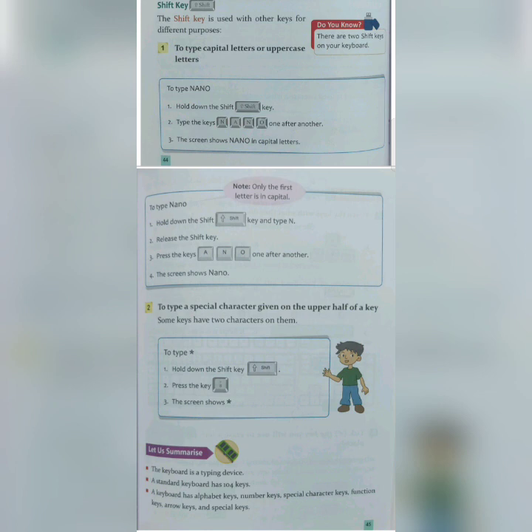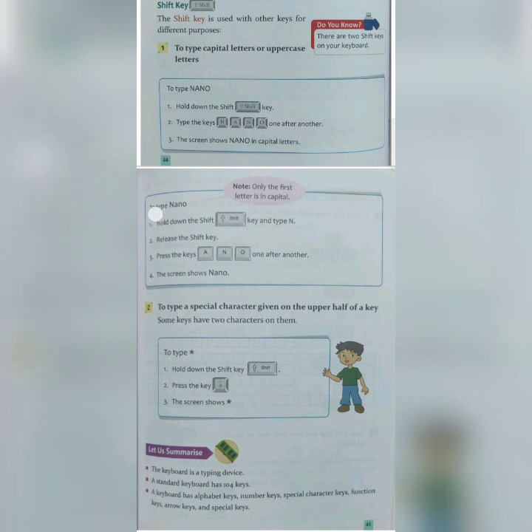There are two shift keys on your keyboard for your convenience. To type Nano, note only the first letter is in capital. See here, N is capital and the rest three letters are in small. So how is it possible? It is possible by holding down the shift key and typing N. First hold the shift key and type N. Then remove your hand. Then type the rest of the letters A N O. Like that you will get the first letter in capital and the rest of the letters in small.